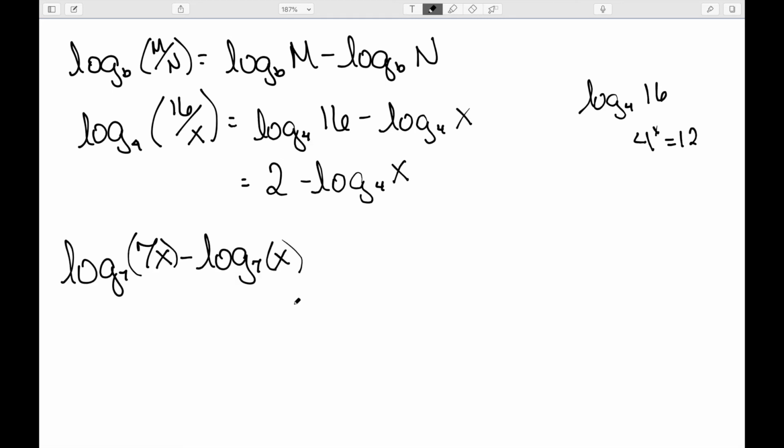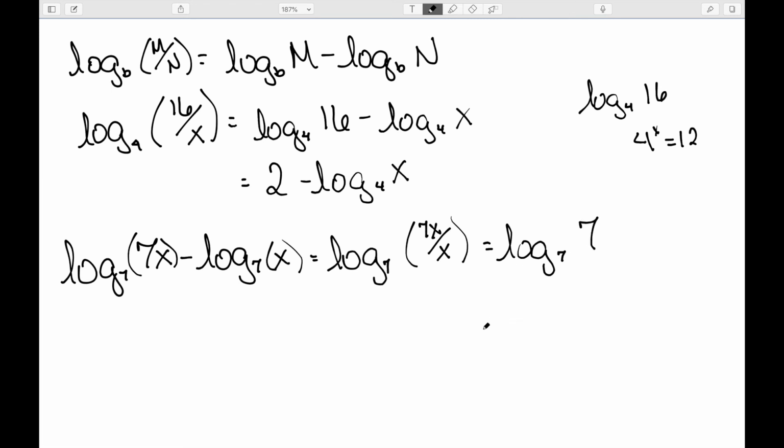Next, log base 7 of 7x minus log base 7 of x. So this time I'm going the other way. Since I'm subtracting these two logarithms, I can take the logarithm of the first over the second. Well, 7x over x is just 7, and log base 7 of 7 is 1.